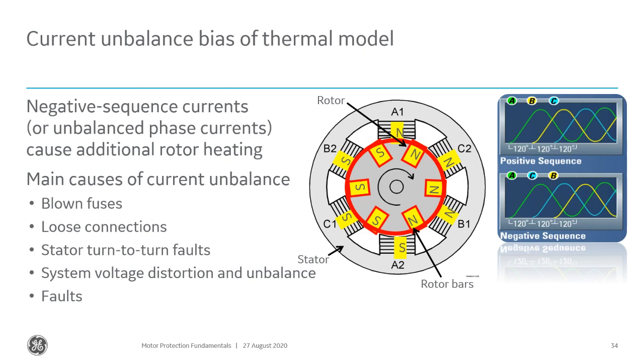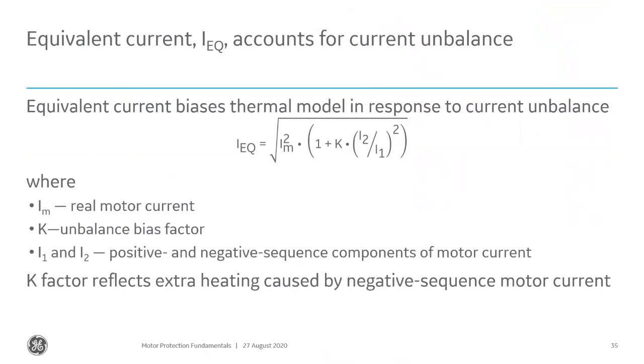So what we do is we use this formula here that takes into account the current imbalance. And like I said, this is your actual motor current, while IEQ is your equivalent current. It takes the actual motor current, factors in the negative sequence current and the positive sequence current, and uses that to come up with this equivalent current, and that's what the model uses to end up with the calculation for the thermal model.